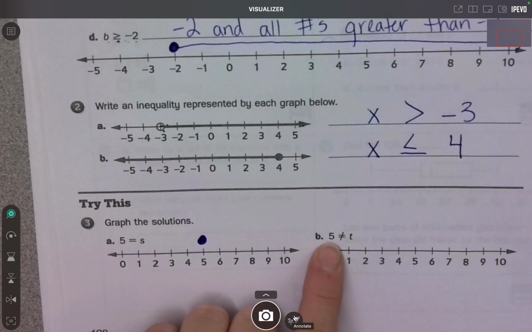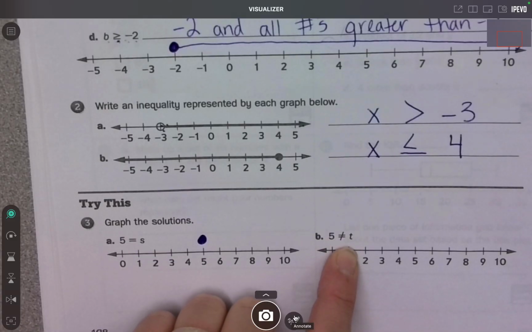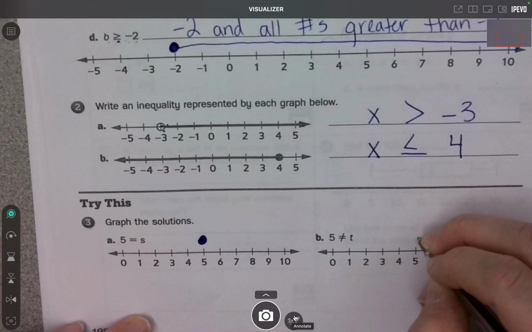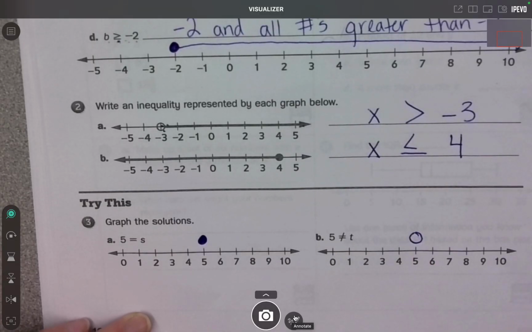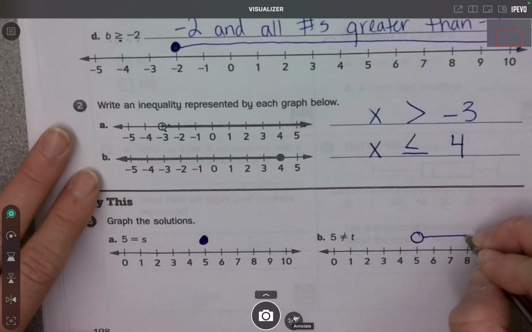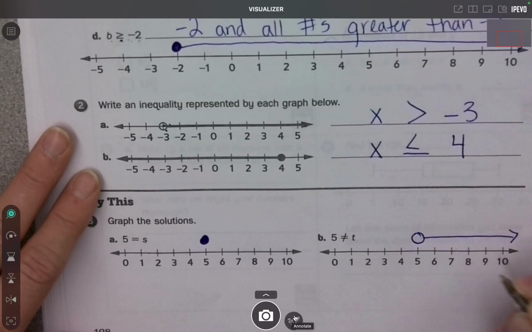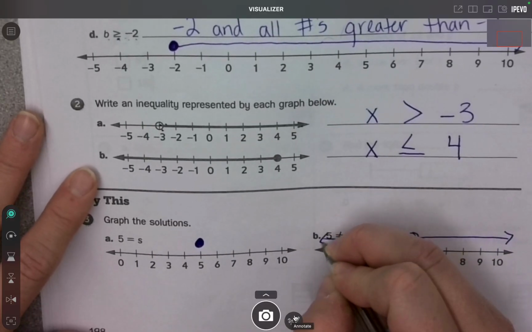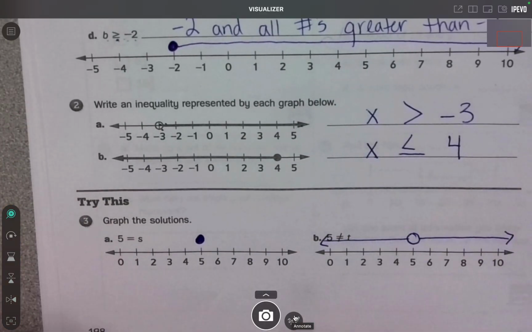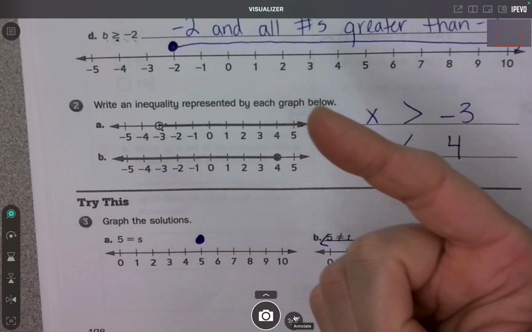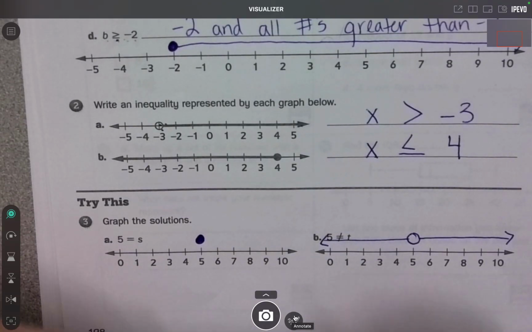Then on B, 5 is not equal to t. So it can't be 5, is what that's saying. Can't be 5, so it's going to be an open dot because it's not equal. So any number above would not be equal to 5, right? 6, 7, 8, 9, 10, that wouldn't be equal. And any number below would not be equal. So you would have one going in the opposite directions. So today we learned about solutions to inequalities, we graphed inequalities, okay, and we wrote inequalities.